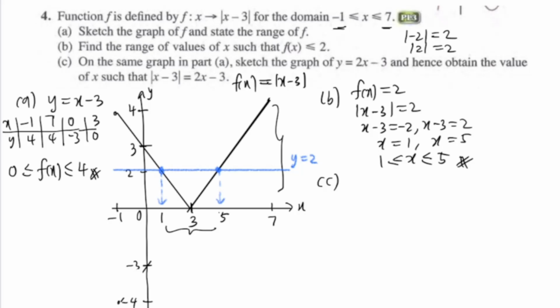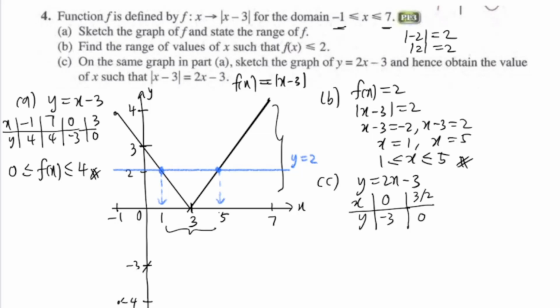All right, next one. On the same graph in part A, sketch the graph of y equals 2x minus 3, hence obtain the values of x such that modulus of x minus 3 is equal to 2x minus 3. Okay, this is a bit more difficult. Well, the first thing is, how do you draw y equals 2x minus 3? Normally I'll just let x be 0. The y-intercept happens when x is 0, which is negative 3. And then I let y be 0, and my x is 3 over 2.